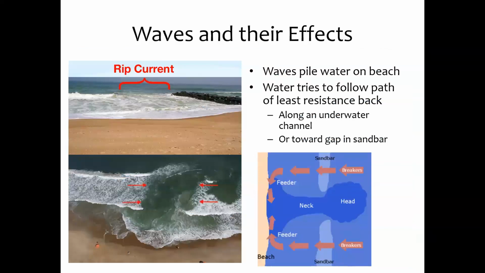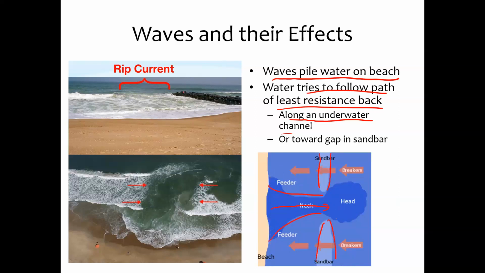Let's talk a little bit about the details of how this works. So first, waves are going to pile that water onto the beach. It slows the waves down, piles that water onto the beach, and it rides up. The water is always going to follow the path of least resistance back. The best places for that are, say, along that underwater channel that I had drawn on the last one, or toward a gap in the sandbar, because oftentimes you'll have these sandbars just offshore that are very shallow, but if there's a break in that sandbar, that's the easiest place for that water to run back outward.